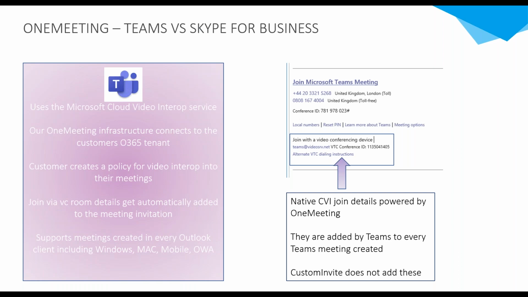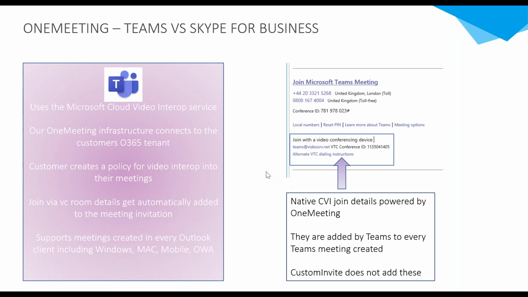So it's functionality that's native to your Office 365 environment. All that happens is you enable users for it, you connect the tenant to our service, and then when they create a new Teams meeting, these are the details that appear to join with a video conferencing device. So from any video conferencing device, you dial that SIP address, and then that will prompt you to enter the conference ID. And you would join then into the Teams meeting.